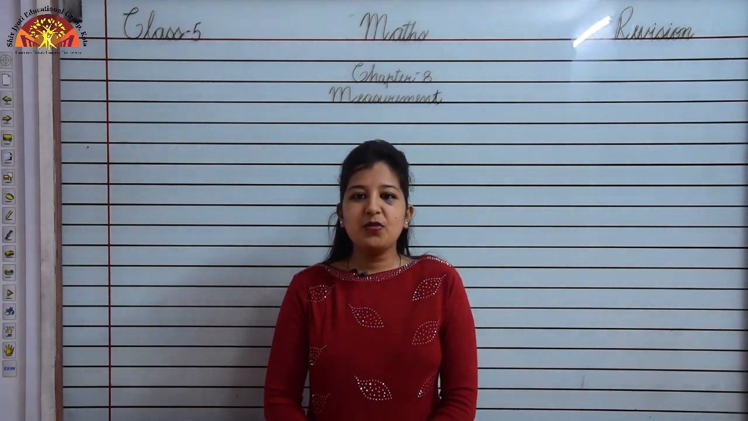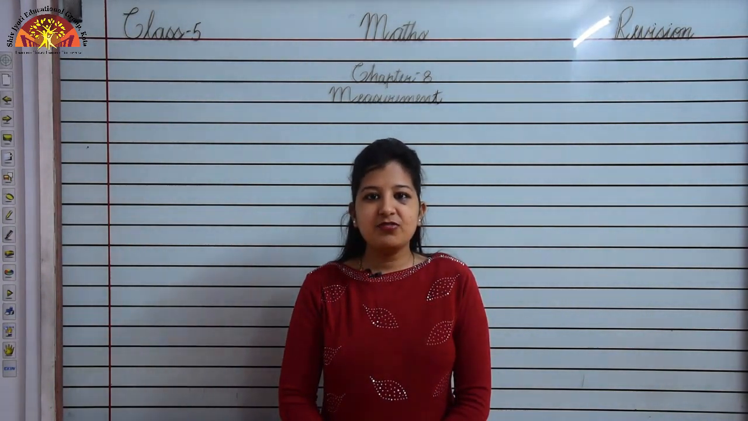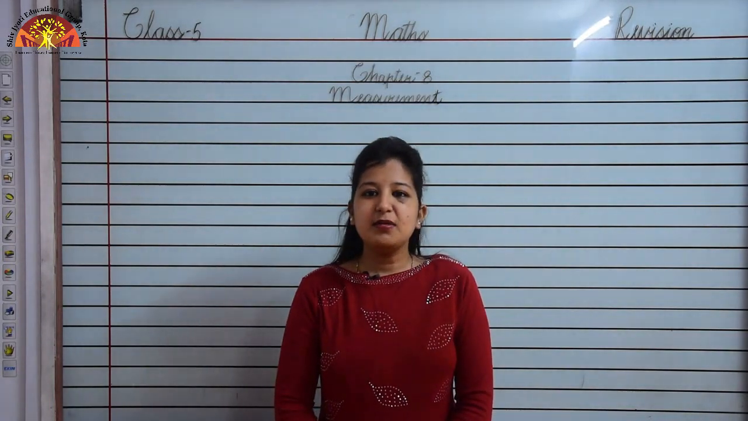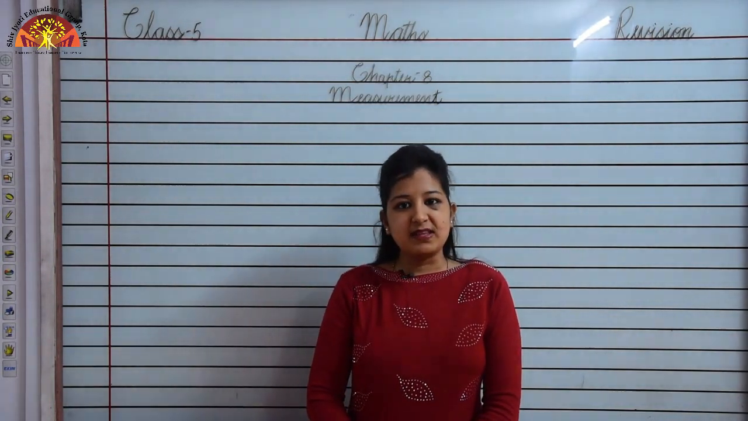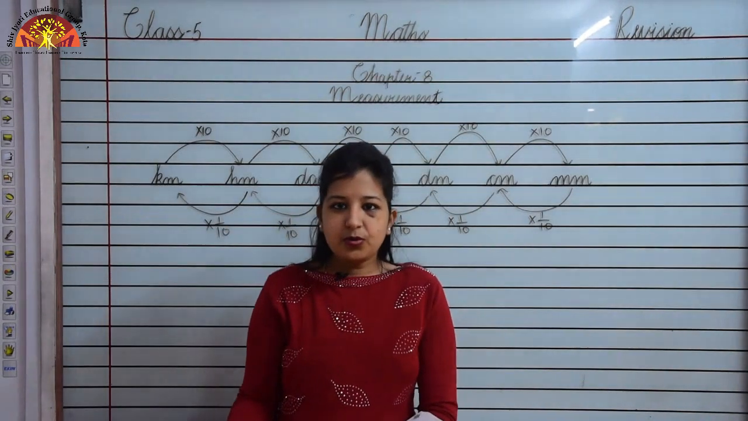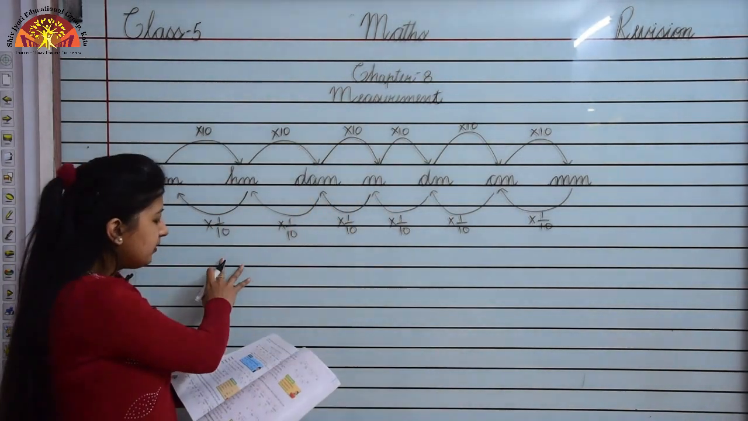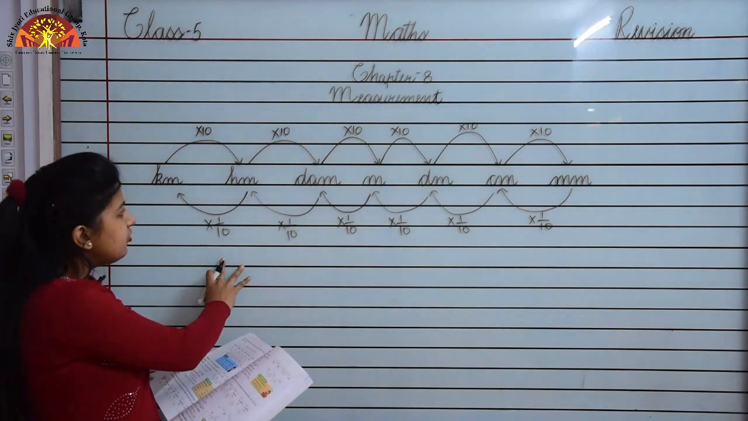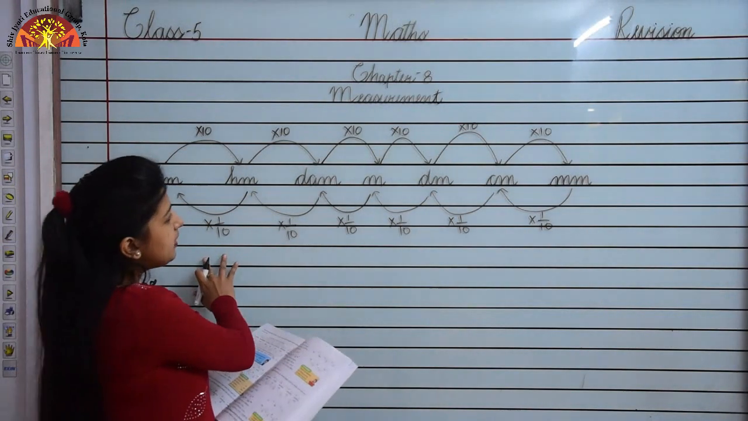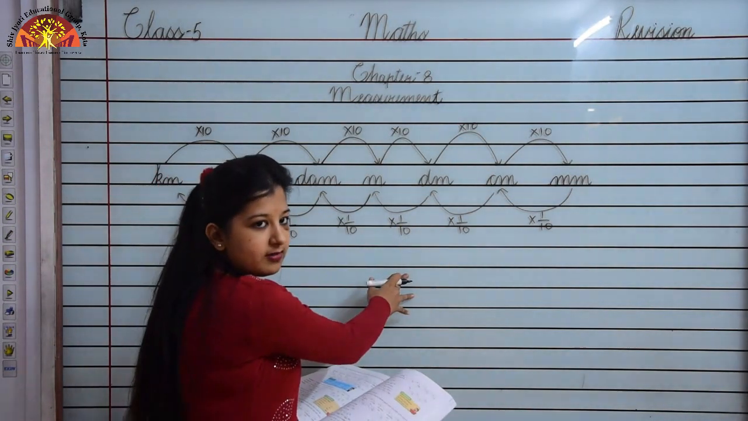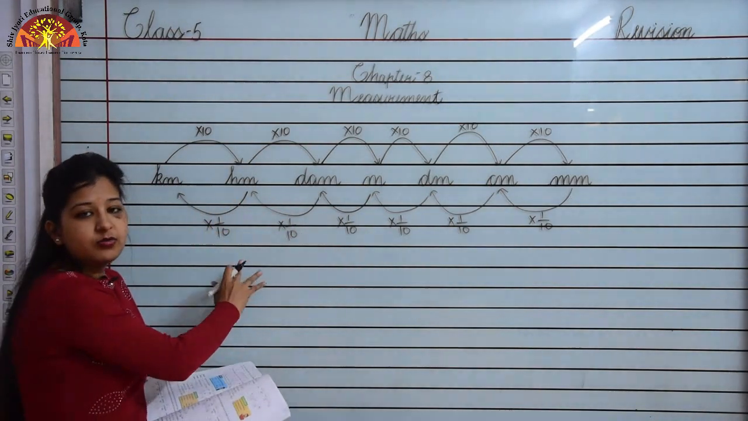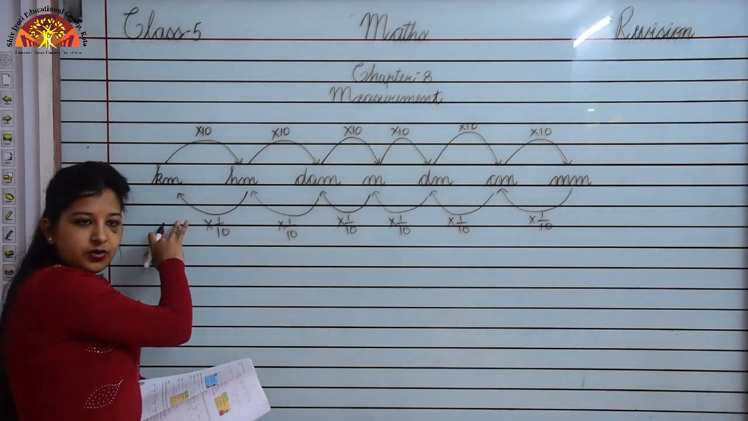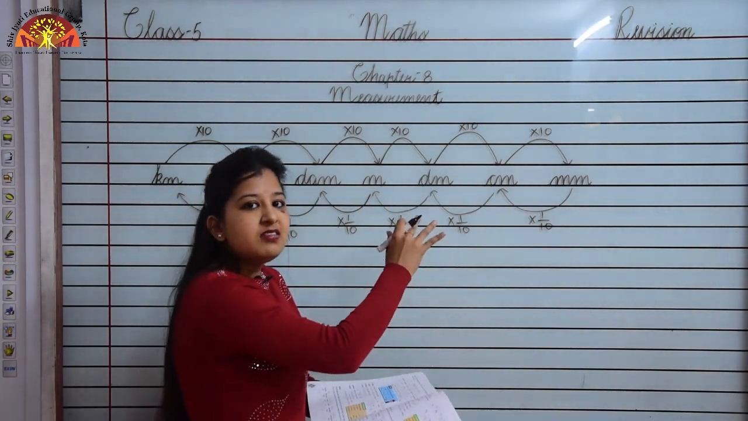Today in this video we are going to do the revision of chapter number 8, that is measurement. So students, let's recall conversion of some basic units. Students, this is the table. Look at the table. It shows how to change from bigger units to smaller units. And students, these units are in decreasing order. So here kilometer is the bigger unit and millimeter is the smaller unit.